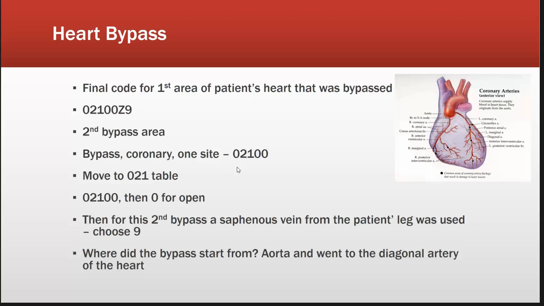You're going to index the main term bypass. Coronary, again, you're coding just one site, 02100. It was done via open approach. What was used? A saphenous vein graft. That's reflected in your next character value of 9. And where did this bypass start? Your last character value is qualifier. It doesn't reflect where it went to, it reflects where it came from. It came from the aorta.